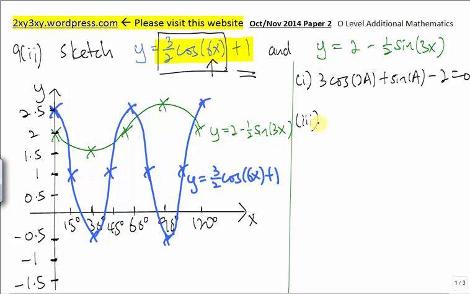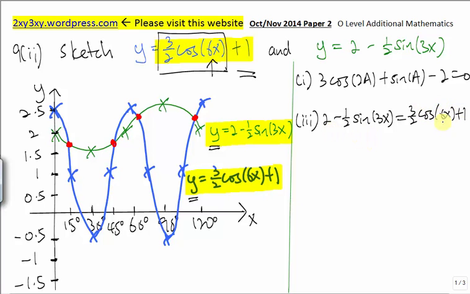In part 3 of the question, we are asked to explain how the solution of the equation from part 1 could be used to find the x-coordinate of the point of intersection of the graphs. Now we know that to find the intersection point, we can solve the simultaneous equations. This equation is y, this equation is y, so we can equate the two equations together.